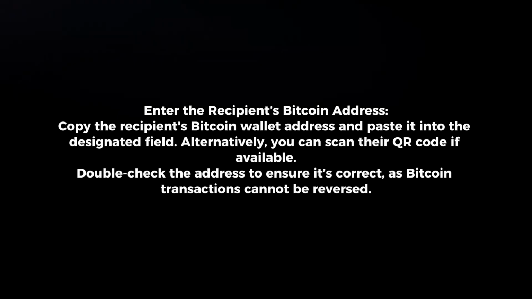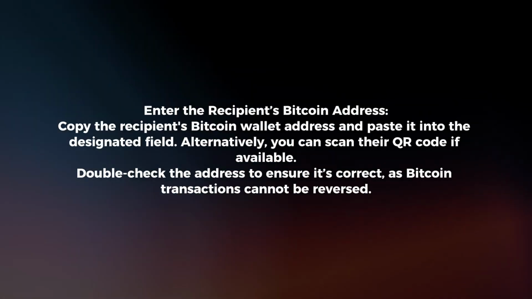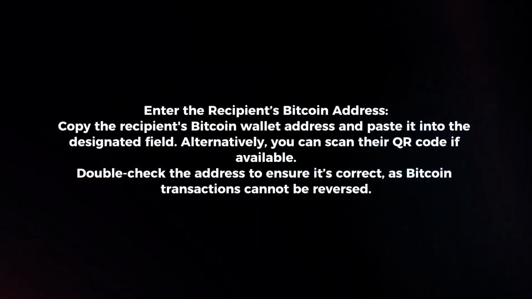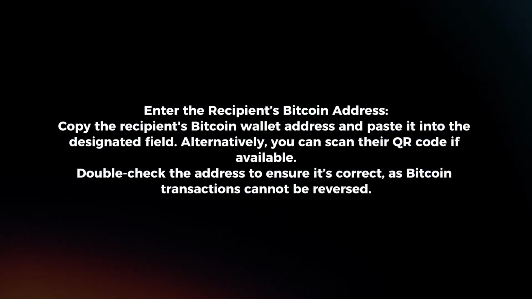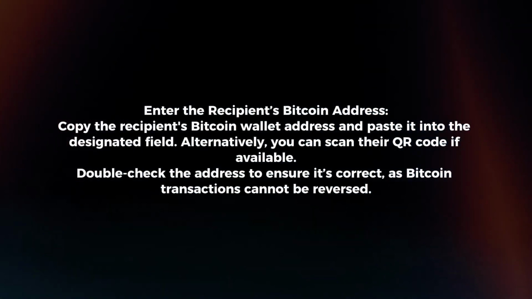Enter the recipient's Bitcoin address. Copy the recipient's Bitcoin wallet address and paste it into the designated field. Alternatively, you can scan their QR code if available. Double-check the address to ensure it's correct, as Bitcoin transactions cannot be reversed.